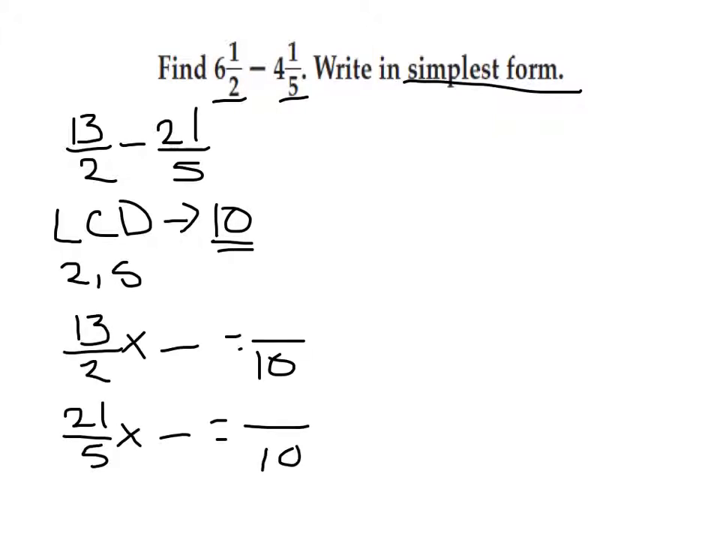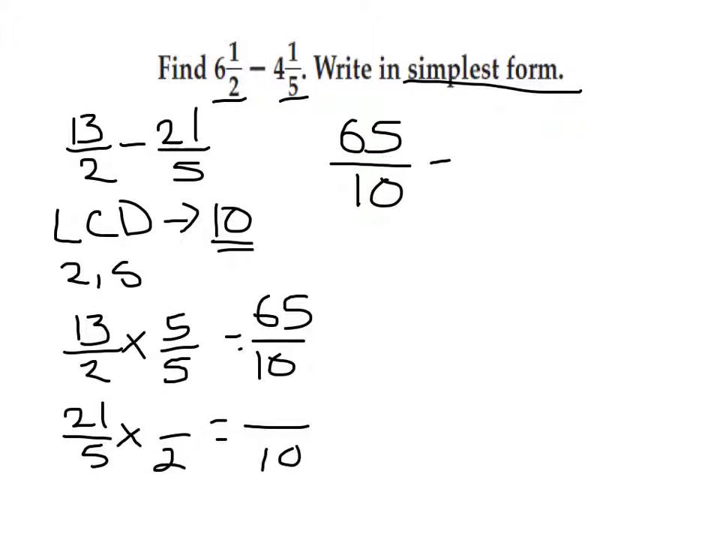How did I get these 2 fractions with the same denominator? Well, first, 13 over 2. The denominator is 2. What do I multiply by to get to 10? That's 5. Whatever I do on the bottom, I do on the top. 13 times 5 is 65. So my first fraction is 65 over 10. Let's find out what 21 over 5 is. 5 times what equals 10? That's 2. Whatever I do on the bottom, I do on the top. 21 times 2 is 42. My second fraction is 42 over 10.